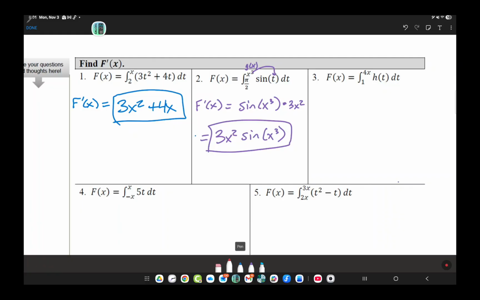So number 3 is very similar. It's just we have a separate function here. Where, again, we are going to put that in there. So we take the derivative, again, the derivative of capital F of x. That is going to give me h of 4x times the derivative, which derivative of 4x is just 4. So we can write that as 4 h of 4x.